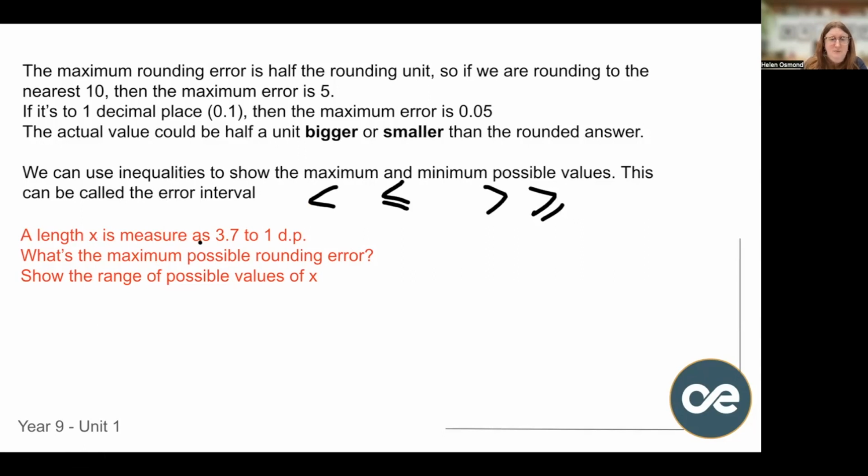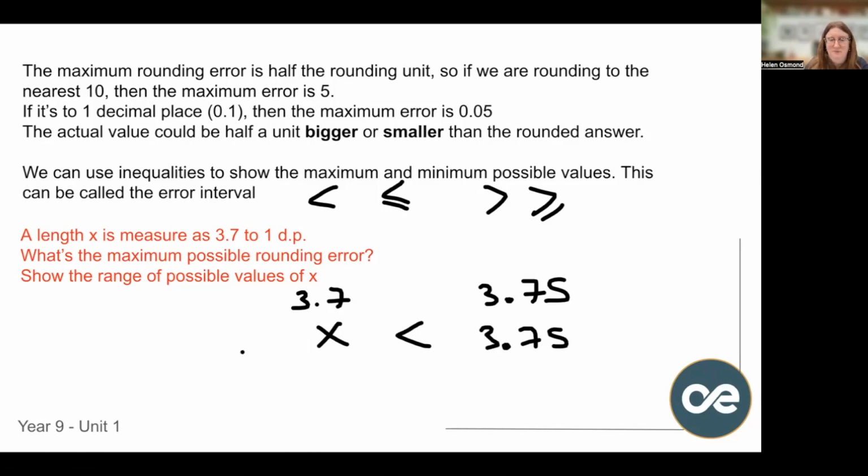A length x is measured as 3.7 to 1 decimal place. What's the maximum possible rounding error? So if it's 3.7, the biggest number it could be before it turns into 3.8 is going to be 3.75. Now, the reason I write that is because 3.7499999999999999 and so on still rounds down. So what I use is my inequality that tells me that x has got to be smaller than 3.75, but doesn't include 3.75.